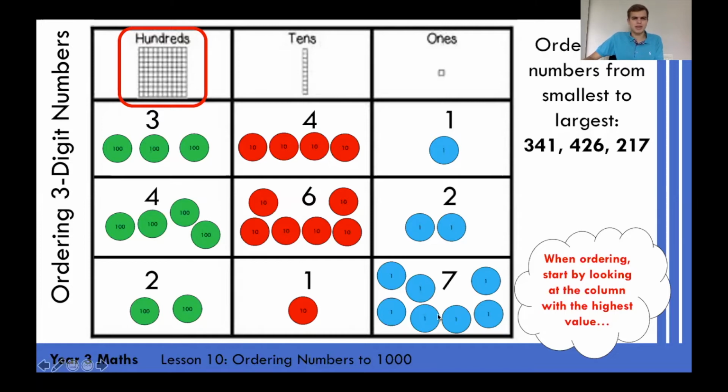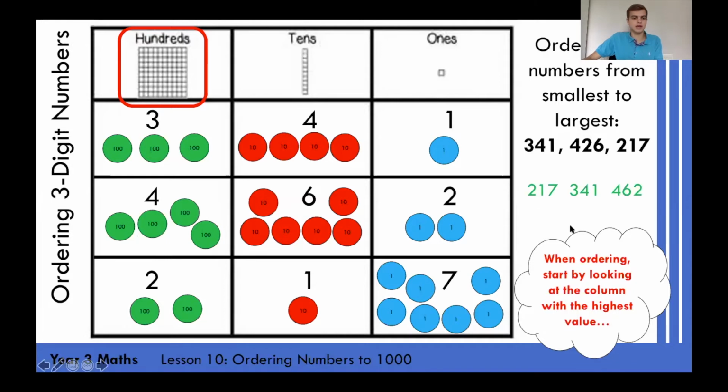Okay, which number then is the largest? So this one's the smallest. This one I've got 300. This one I've got 400s. Which one's got the largest amount of hundreds? Which one's got more hundreds? Well done, it's the middle number, isn't it? Because this one's got 400s and this one's got 300.